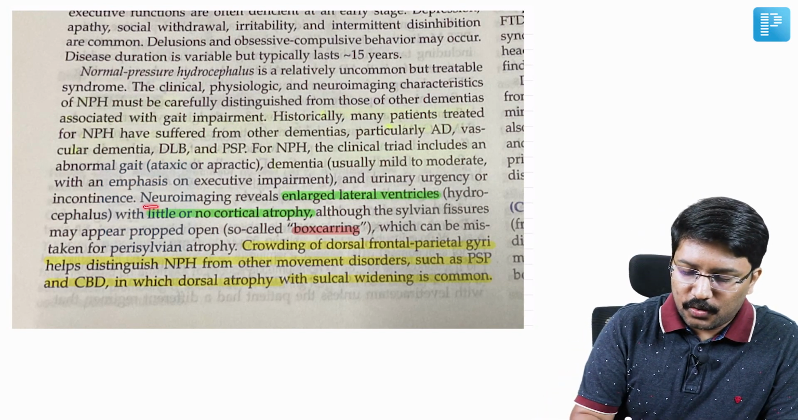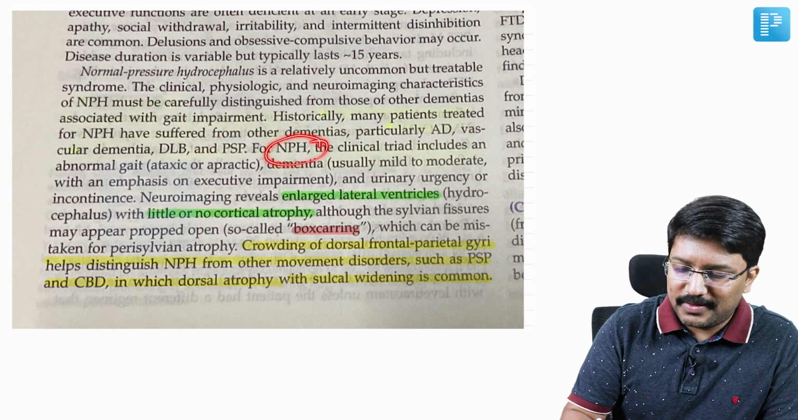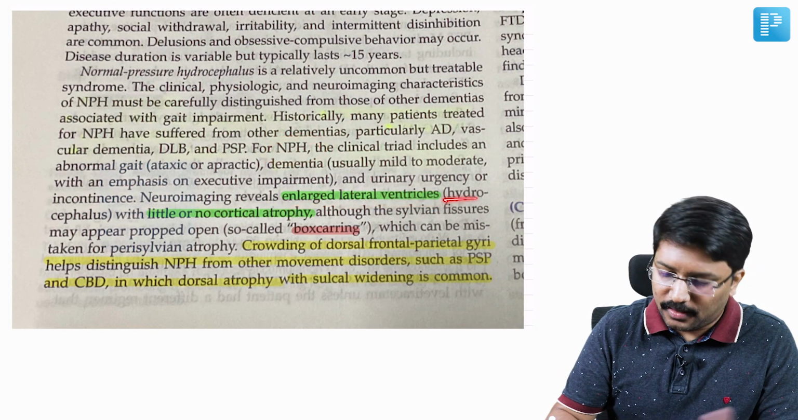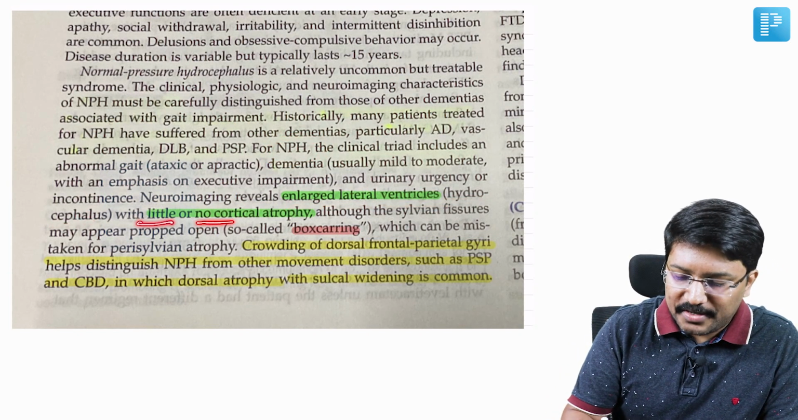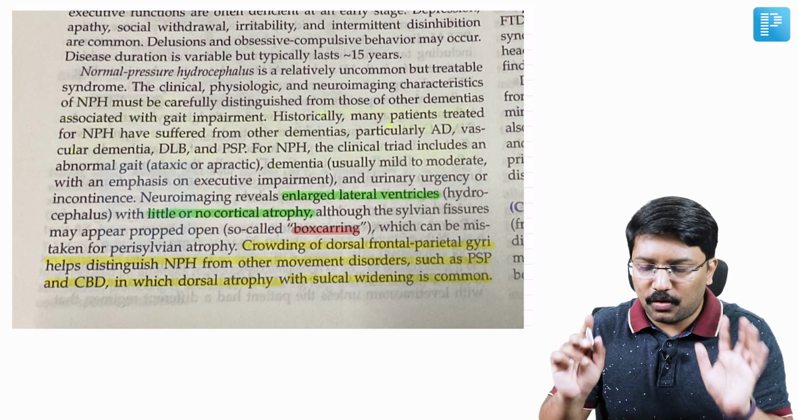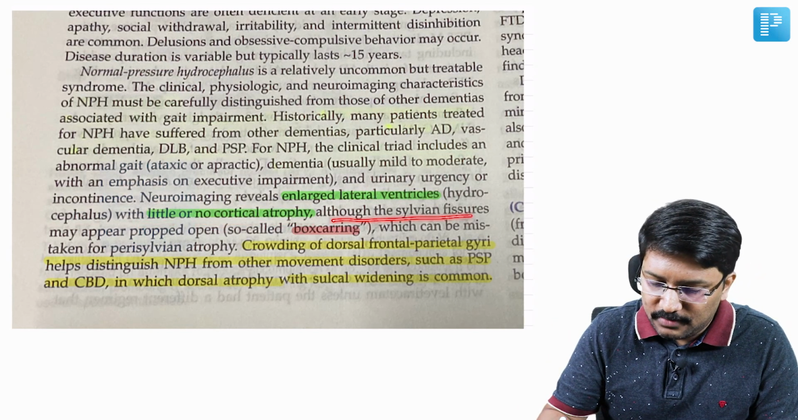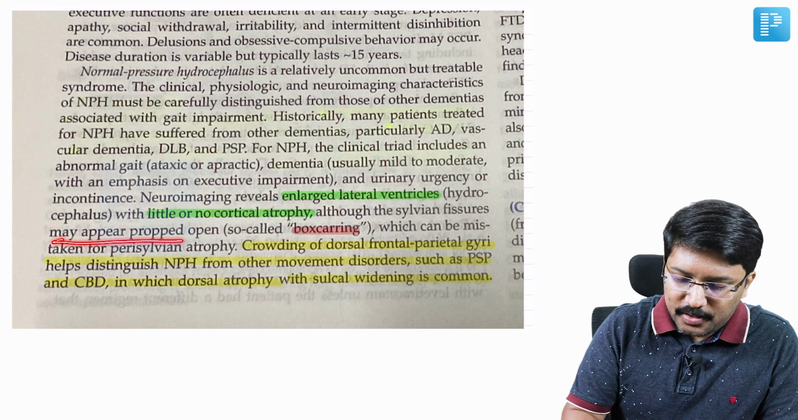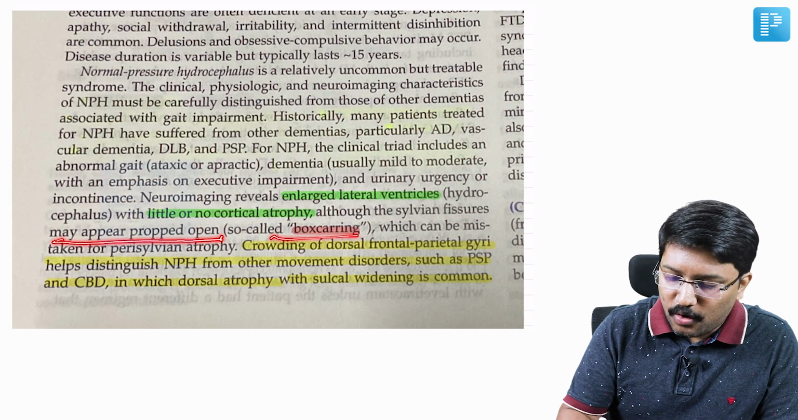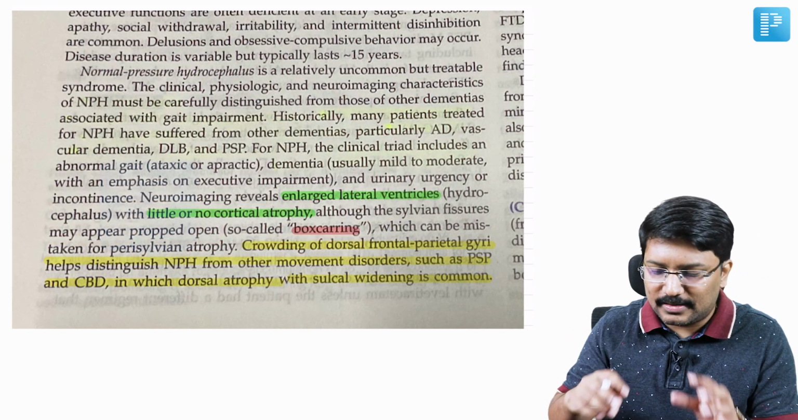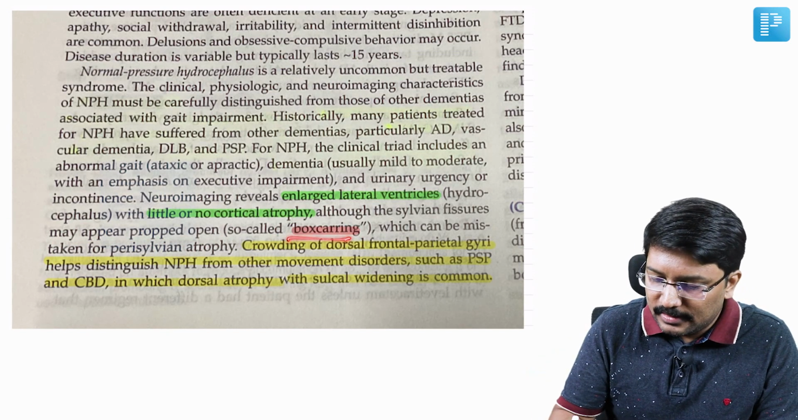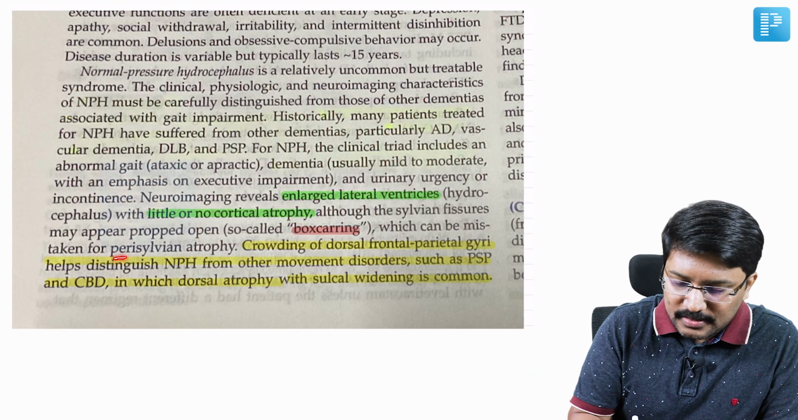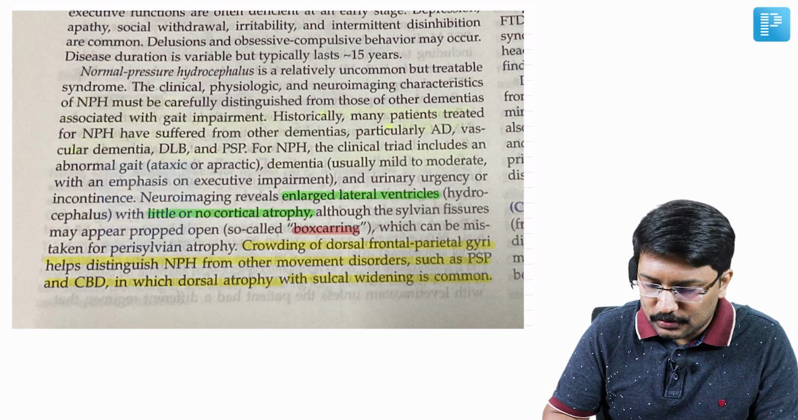So neuroimaging, according to Harrison, in a patient with NPH reveals enlarged lateral ventricles, hydrocephalus, that we're all familiar with, little or no cortical atrophy. He says there is little or no cortical atrophy, although Sylvian fissures may appear propped open, so-called box caring. So he calls it that Sylvian fissures may appear propped open, and he calls it box caring, which can be mistaken for perisylvian atrophy. Okay, so he goes on to say that.